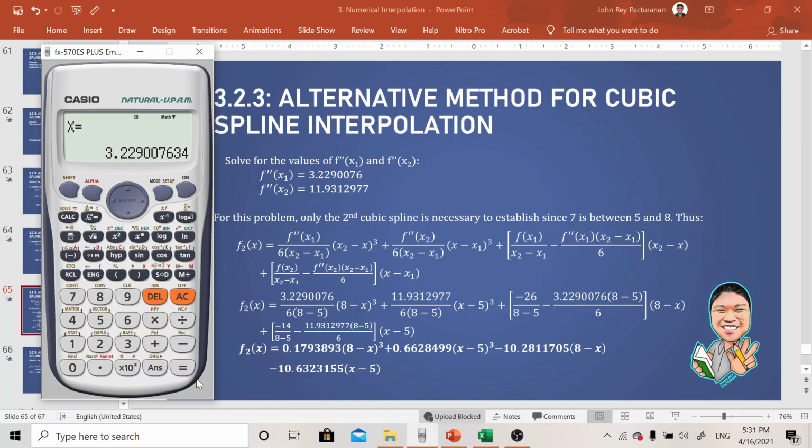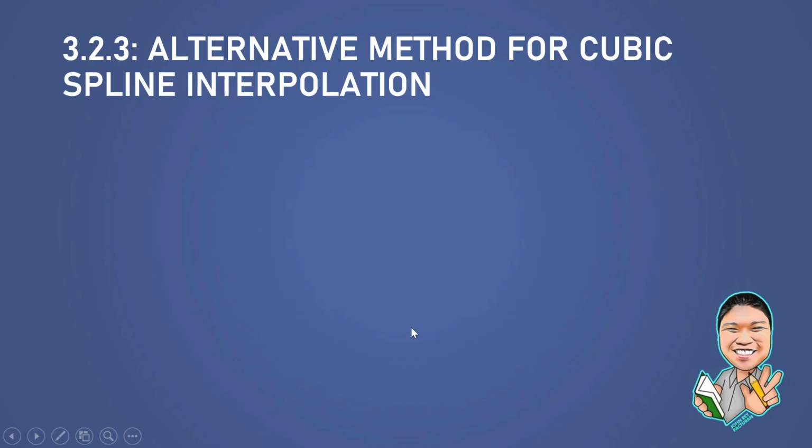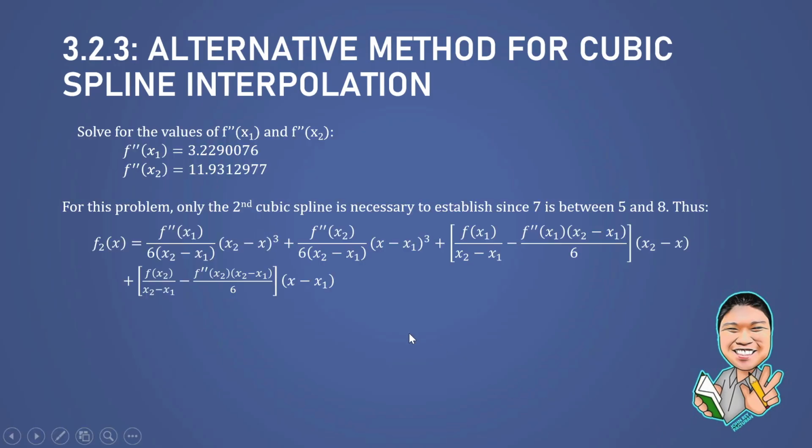3.2290076 and f double prime x sub 2 is equal to 11.9312977. So, ayan, using the calculator, or pwede nyo naman siyang manu-manuhin. So, ngayon, for this problem, only the second cubic spline is necessary kasi yung 7 is between 5 and 8.